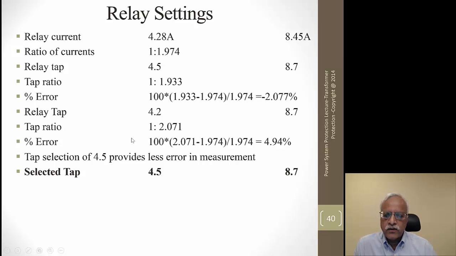If you select 4.2 here, the error is nearly about 5%. So 4.5 gives less error in measurement, so it is used. So the settings selected are 4.5 and 8.7.